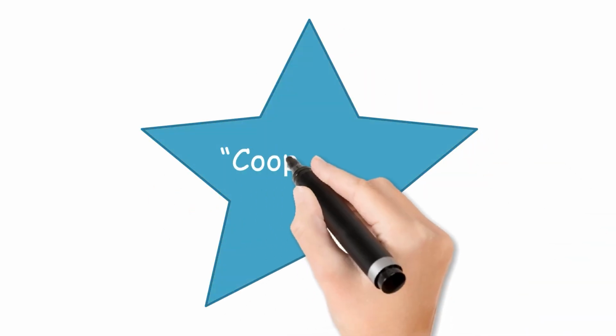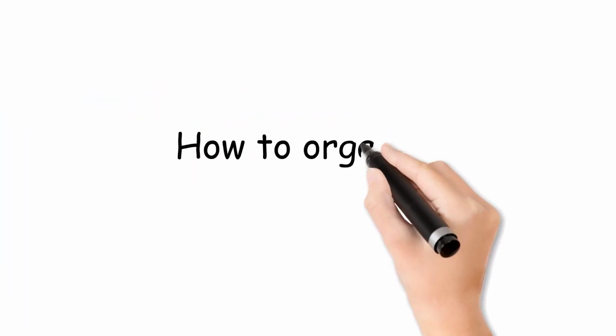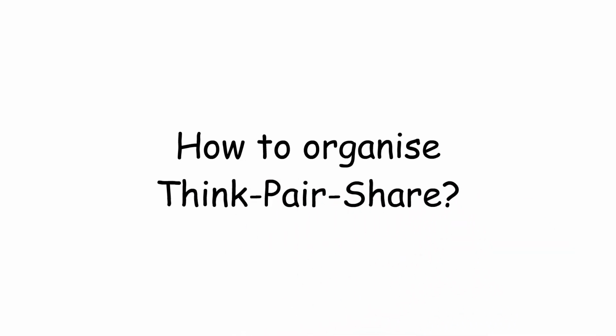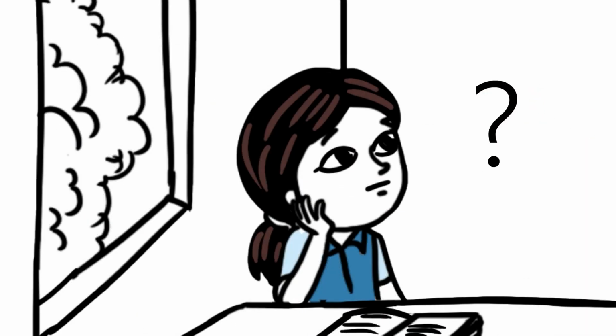Think, pair, share is one of the most commonly used cooperative learning structures. Let's see how you can use this structure in your class. The starting point is thinking of a question or task that will encourage children of your class to think deeply.